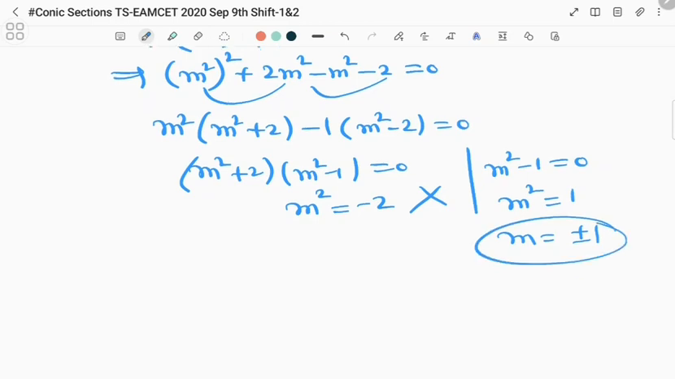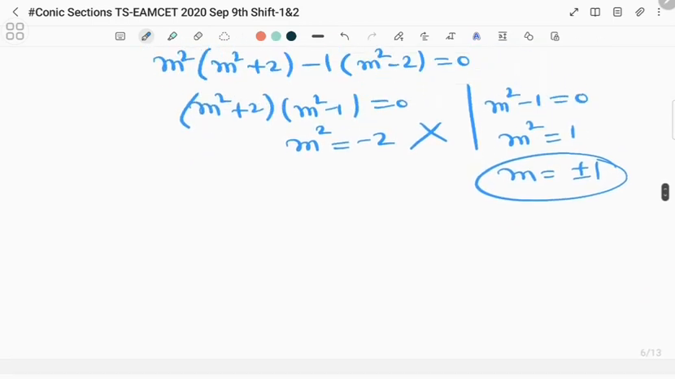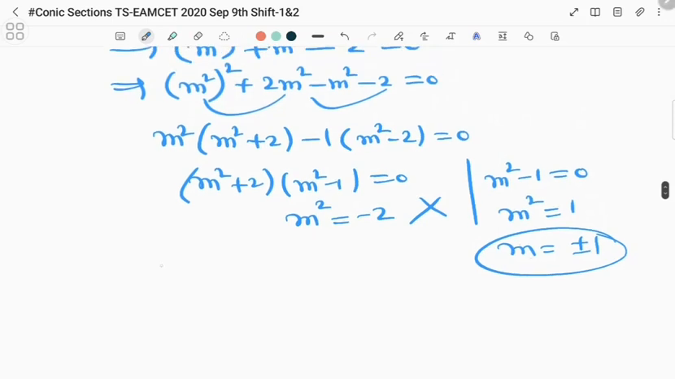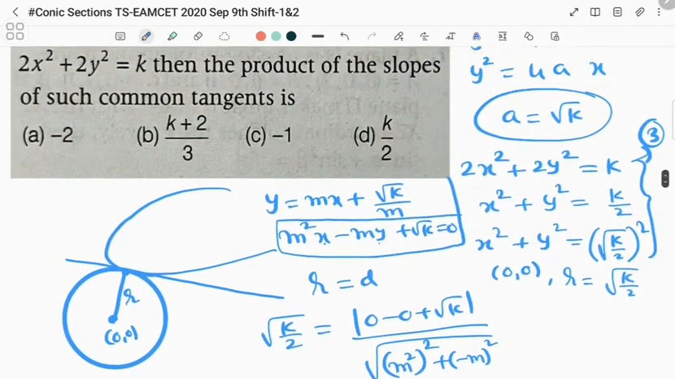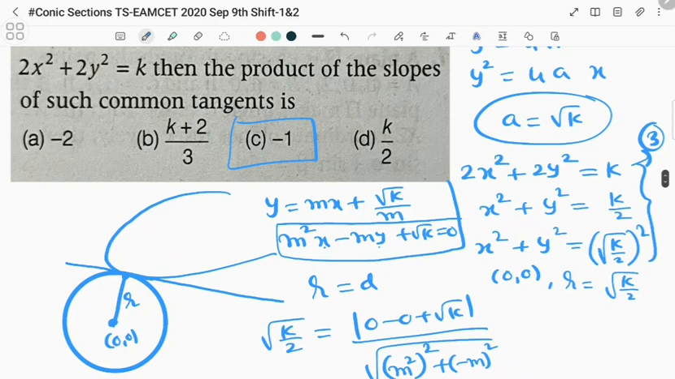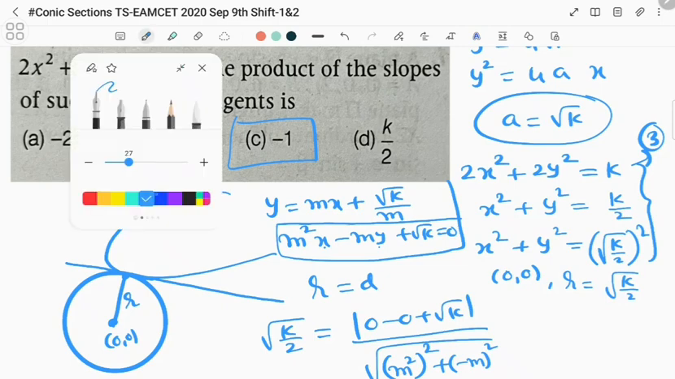So they are asking to find the product of slopes. So in this, m1 is equal to plus 1, m2 is equal to minus 1. Product of the slopes m1 m2 equal to 1 into minus 1, that is equal to minus 1. So this answer is there in the third option. I hope you understand this, students. We'll move on to the next question.